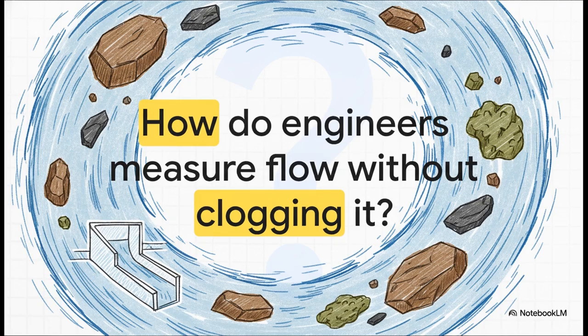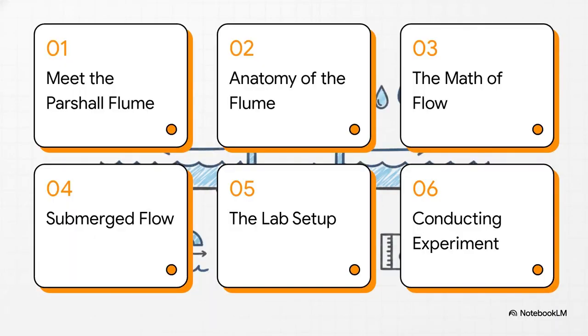How do engineers measure open channel flow without letting sediment, debris, and rocks just completely trap and ruin the whole measurement system? It's a massive, massive challenge because, let's face it, water in the real world isn't perfectly clean. All right, here is our roadmap for today. We're going to meet the partial flume, explore its anatomy, dive into the theoretical and submerged math of flow, and finally, look at our lab setup so we can conduct the experiment step by step.